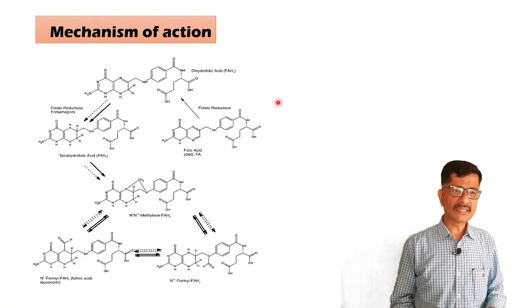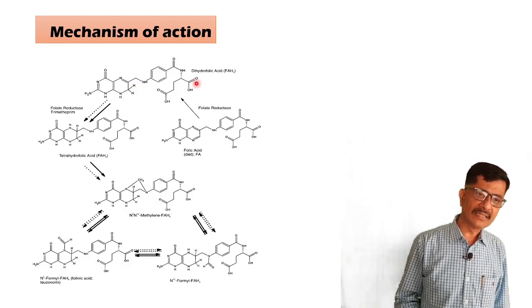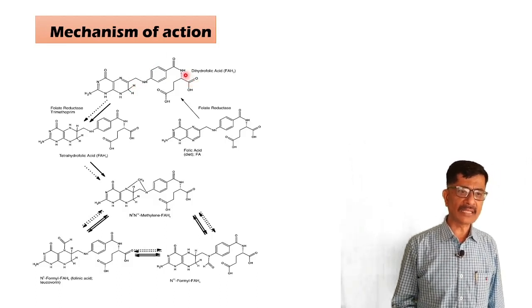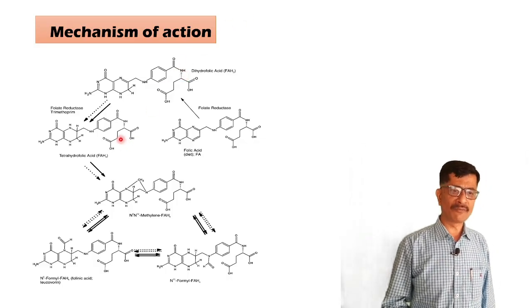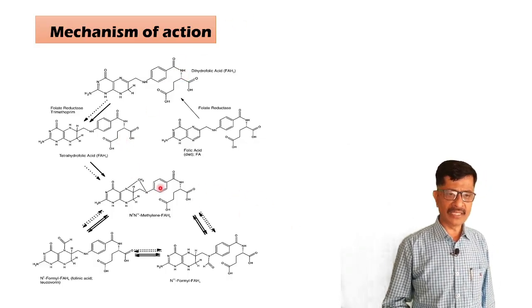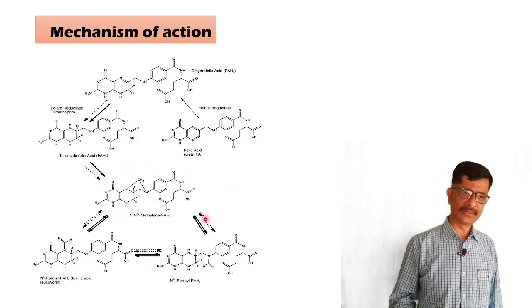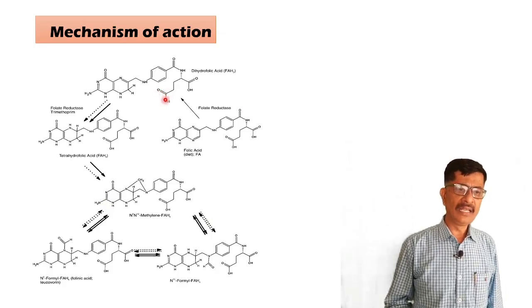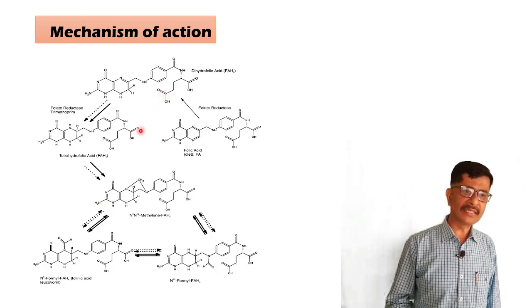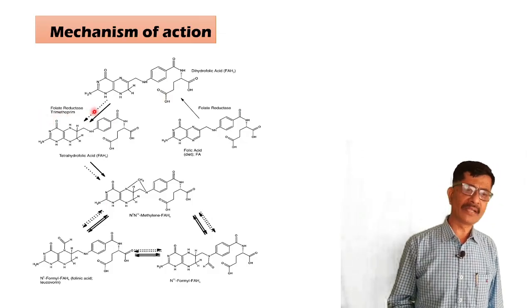Look at this. This is dihydrofolic acid, a structure of dihydrofolic acid. It is further converted to tetrahydrofolic acid, and these are various folate coenzymes. This is the structure of various folate coenzymes given. See, this dihydrofolic acid is converted to tetrahydrofolic acid by the enzyme folate reductase, or dihydrofolate reductase.